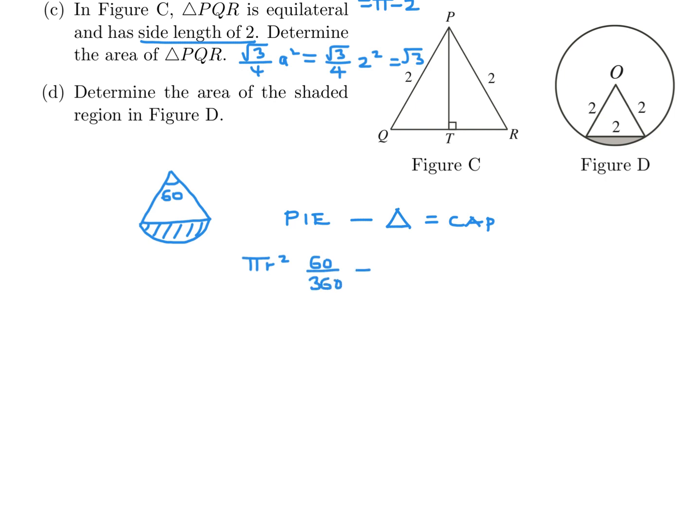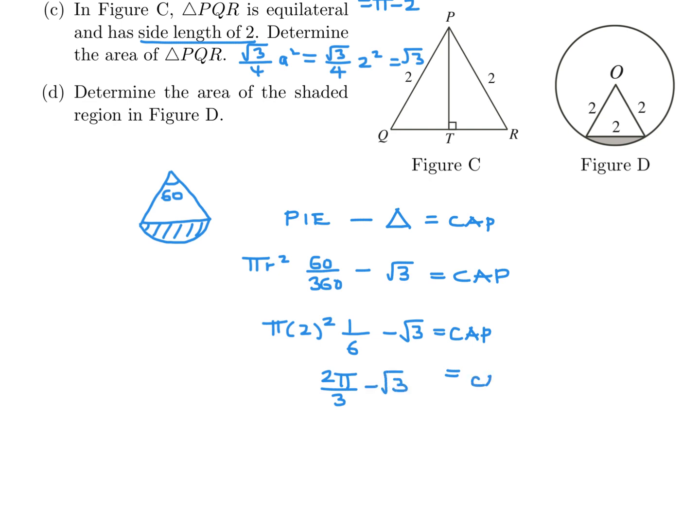Now the triangle, I think we just figured it out. It's a 2 by 2 by 2 triangle, right? So we just figured it out in part C. That's √3. So then that's going to be the cap. And of course the radius is 2, so this is going to be 2 squared. 1/6 times pi times 4 minus √3 is the cap. So this is going to be, I believe, 2 pi over 3 minus √3. And that solves the question.